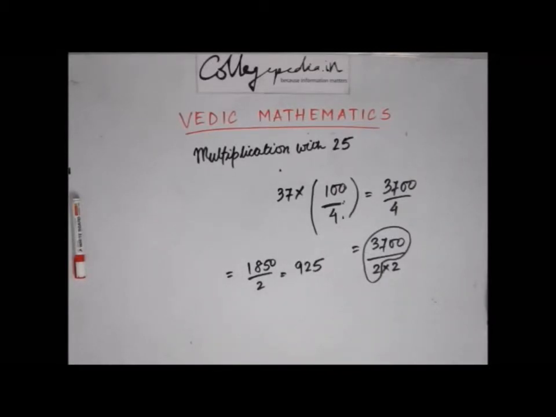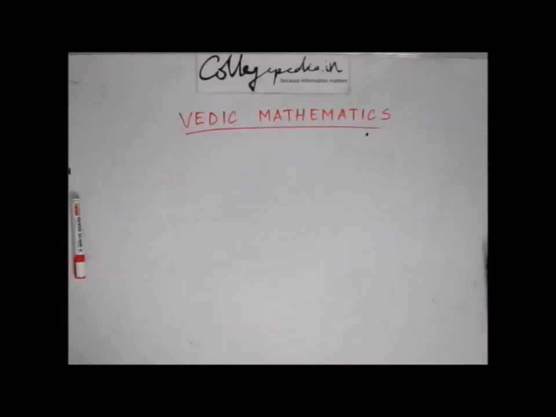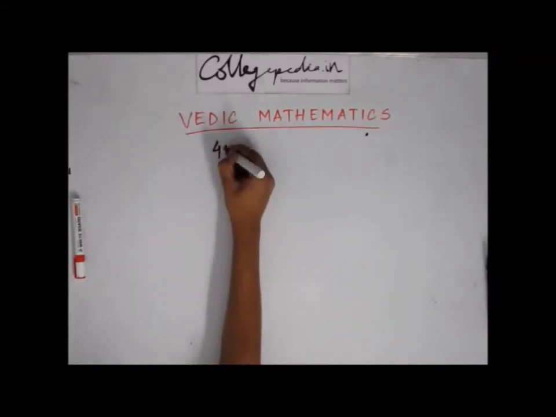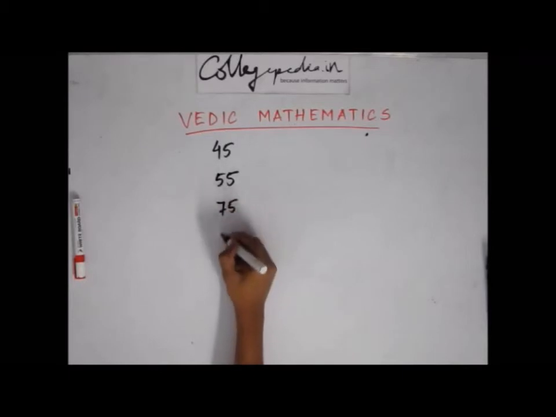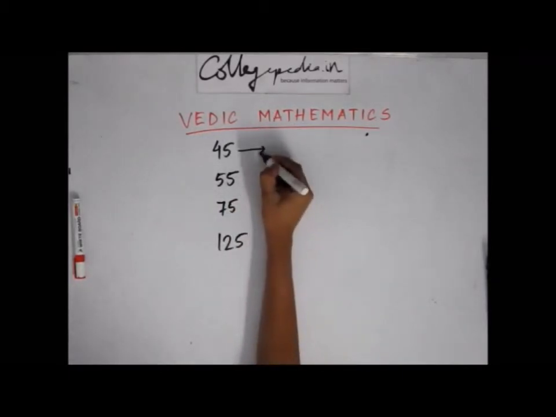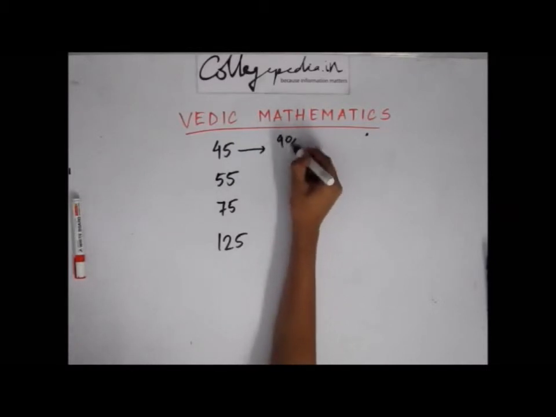So this is all about smart calculations, and if you do smart calculations, you will be able to find the solution mentally. Just see for each of the numbers how we can divide that. 45, we have 55, then 75, then 125. Let's take these 4 cases. 45, if you need to simplify this, you can write this as 90 by 2.